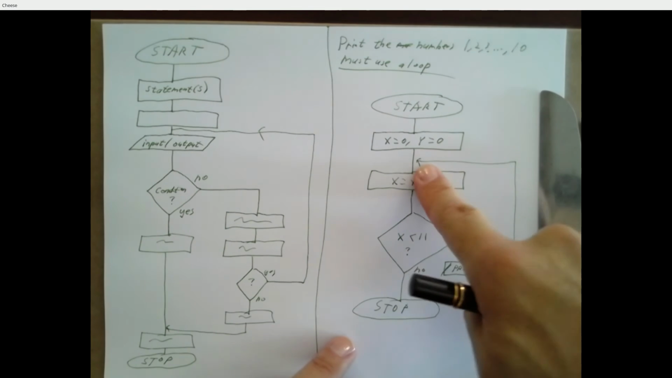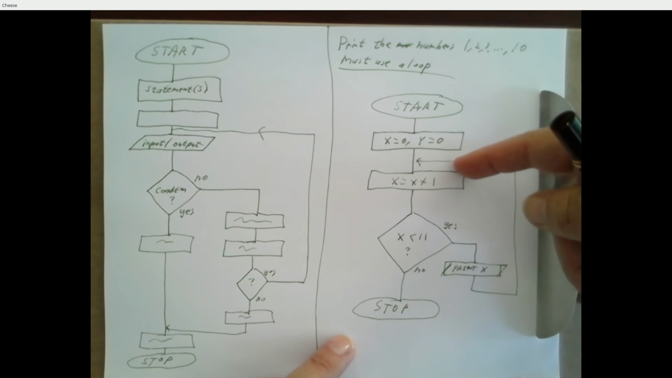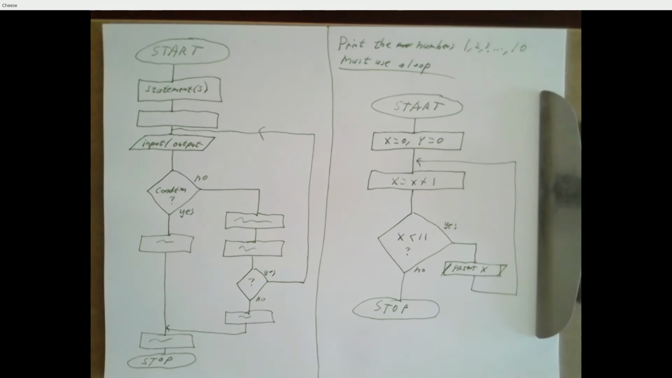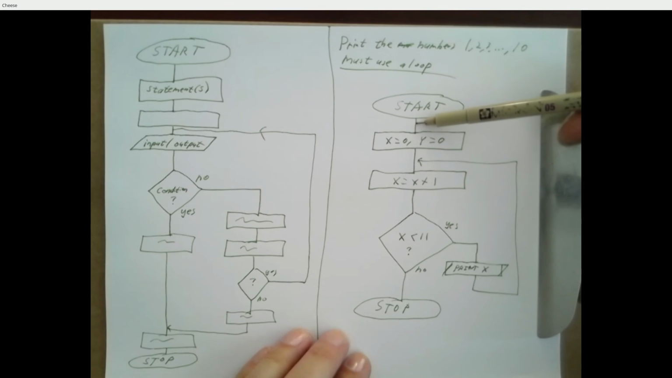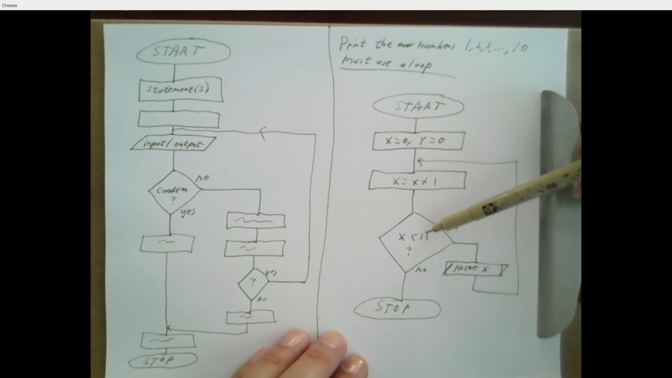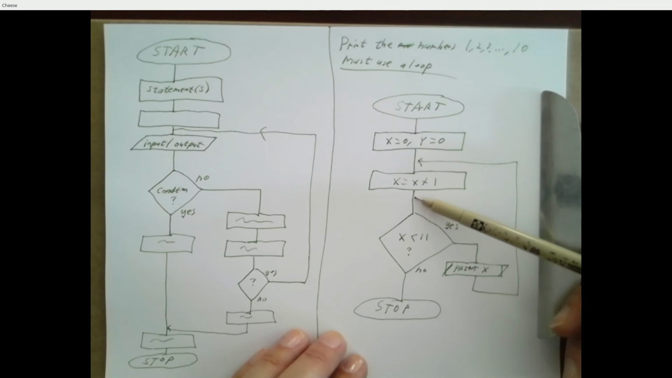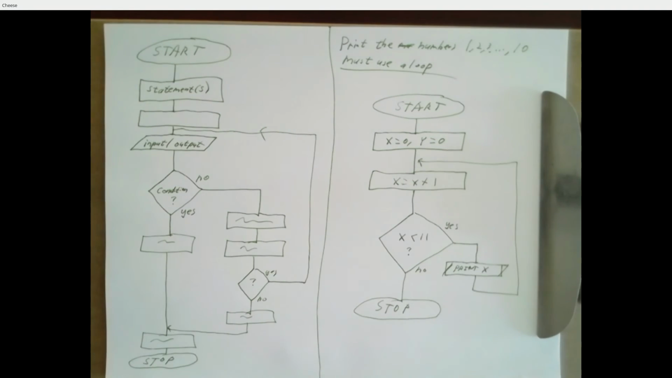Is this the right place to branch back to? What happens if we branched back to here instead? It's going to keep printing 1, because X is going to get reset to 0, incremented to 1, less than 11, it'll print 1. So it'll loop forever and it'll just print out 1 over and over. What if we branched back to here instead? It'll still just keep printing 1, because it won't be incrementing it, right?